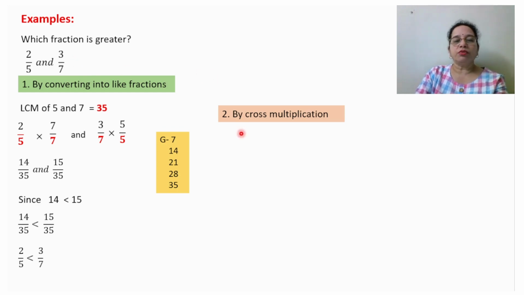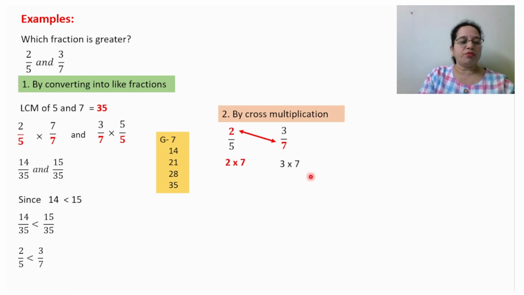Now the same question we will do by the cross multiplication method. So the numbers are again 2 upon 5 and 3 upon 7. So this numerator and this denominator we will multiply. So left hand side 2 into 7 and right hand side the remaining ones, that is 3 into 5. Sorry, this one should be 5. Let me do the correction over here.